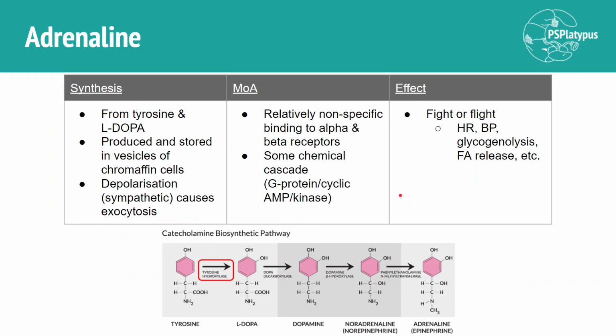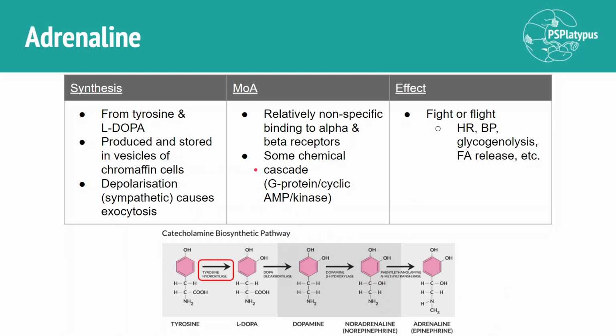A bit more on adrenaline. The pathway of synthesis of catecholamines in general, so we're talking about adrenaline and noradrenaline, follows this nice little flowchart here. We start off with tyrosine, and through tyrosine hydroxylase, which is the first enzyme, I believe it is rate limiting. Don't quote me on that though. Tyrosine, L-DOPA, dopamine, and then noradrenaline, and then adrenaline. So adrenaline is the final product.